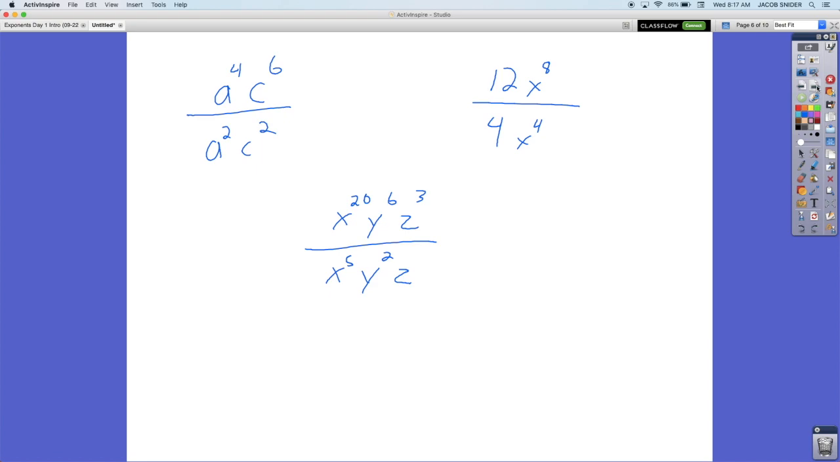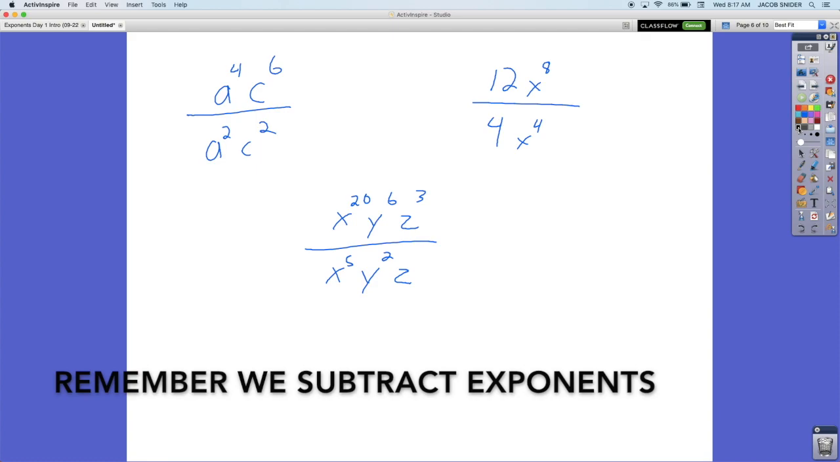Okay, let's step it up. Let's get to some tougher ones. Same idea as before. Let's match up what looks alike. So my A's right here, right? But we're still being division, so we're still going to subtract. So I got A. Now I got 4, take away 2. 4, take away 2, 2.